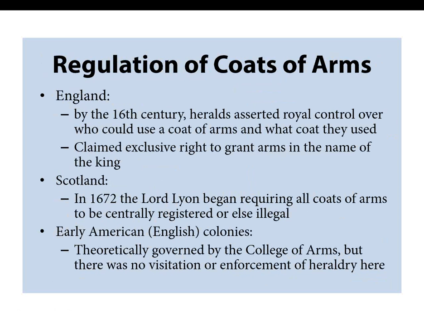So regulation of coats of arms evolved just the way the use of coats of arms did. By the end of the Middle Ages, a regulatory body in England was established. Heralds were crown officers who asserted royal control over who could or could not use coats of arms, and they claimed exclusive rights to grant coats of arms in the name of the king. While in the Middle Ages in England, anyone within reason could create a coat of arms and use it, by the end of the Middle Ages, this was something that was sought to be reserved exclusively to the English heralds.